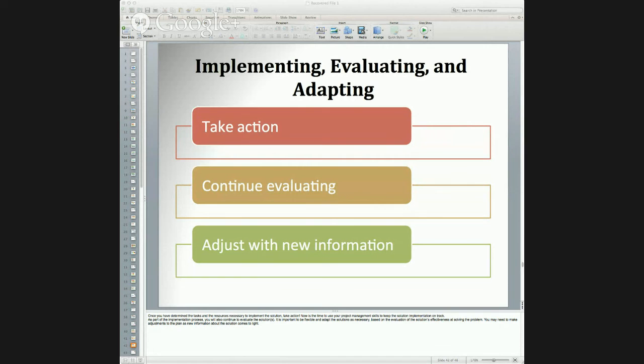Once you have determined the tasks and the resources necessary to implement the solution, take action. Now is the time to use your project management skills to keep the solution implementation on track. As part of the implementation process, you will also continue to evaluate the solution or solutions. It is important to be flexible and adapt the solutions as necessary. Based on the evaluation of the solution's effectiveness at solving the problem, you may need to make adjustments to the plan as new information about the solution comes in.